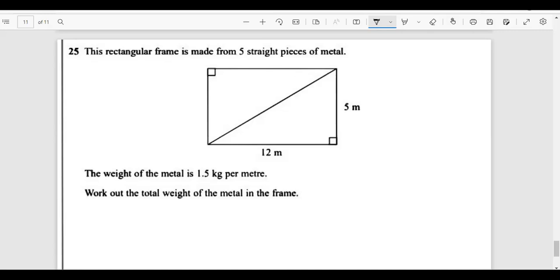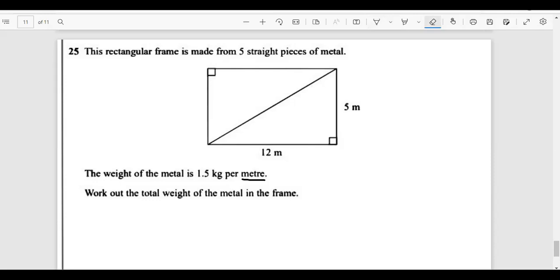Okay, yes, that would have been an appropriate method if this said per meter squared. It says per meter, okay? So it says 5 straight pieces of metal. Is it just 5 times 1.5 or not? No, because the length of every piece is different.